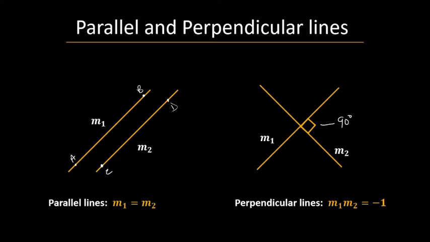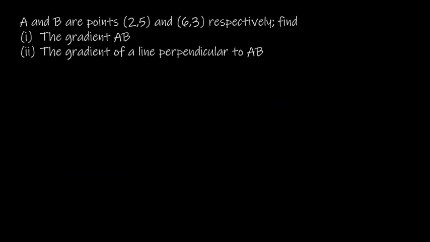Now let's go ahead and look at some problems on how parallel and perpendicular lines can be applicable in solving problems. So we have A and B as points (2, 5) and (6, 3) respectively. We have to find the gradient of AB, and the gradient of a line perpendicular to AB. Alright, so let's go ahead and look at the solution for this problem.